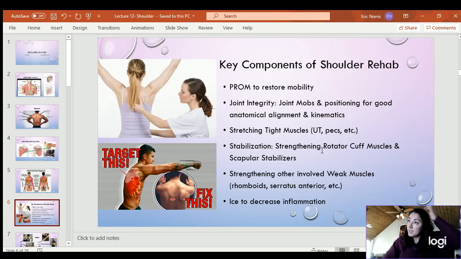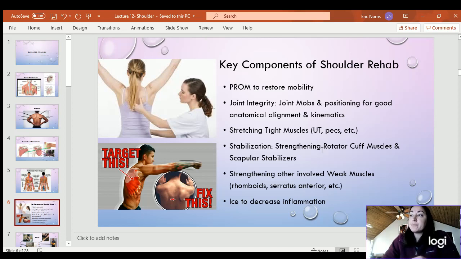I'll say this several times throughout the lecture, but proximal stability before distal mobility. So at the shoulder, it's a proximal joint. The main focus is getting it stable before we do a lot of strengthening to the mobilizers. So we do want to get the movement back before we do a lot of strengthening anyways, but we want to focus on our shoulder stabilizers, our rotator cuff, our scapular stabilizers, things like that, and make sure that the stability is there before we go doing a whole lot of mobilization.